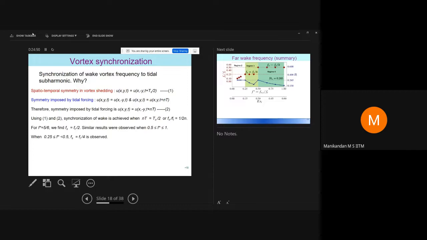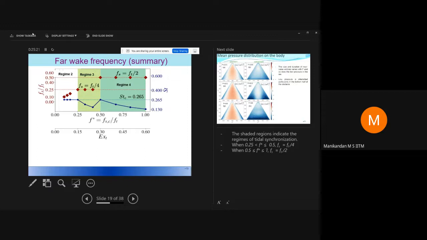So this is your symmetry imposed by the tidal forcing, and both of them can be matched when Ts by 2 is the same as n times Tt, which basically means that the vortex shedding frequency Fs that you see has to be some harmonic. So this is really the reason why the wake synchronizes to the tide. And these are the results that we get.